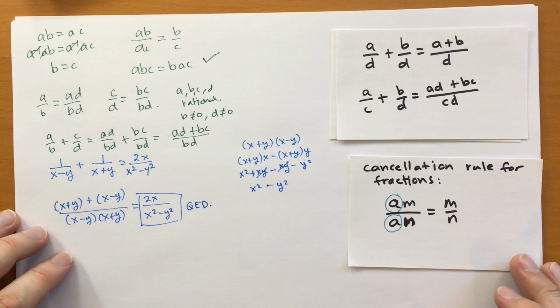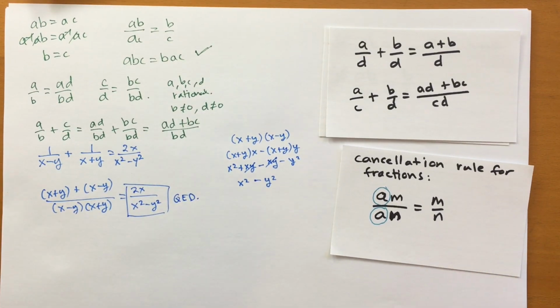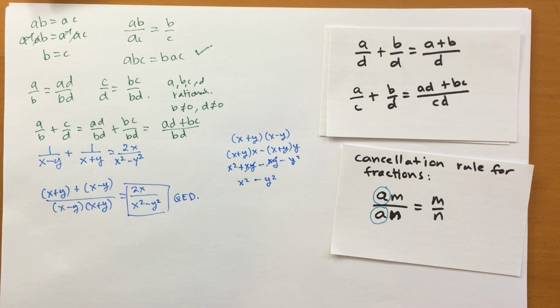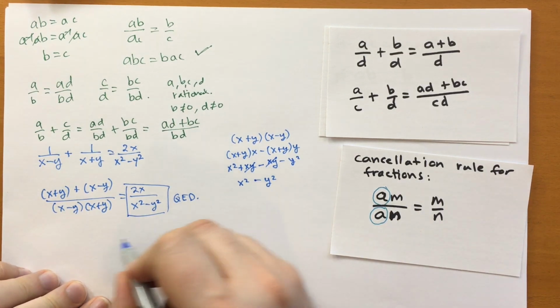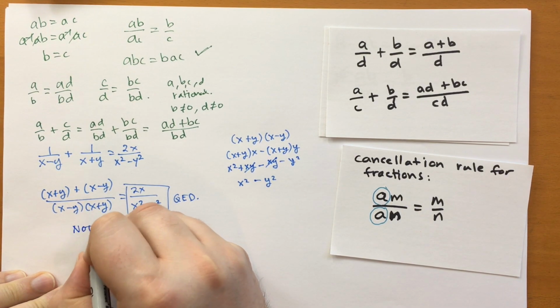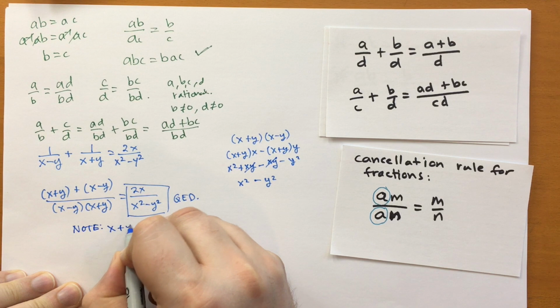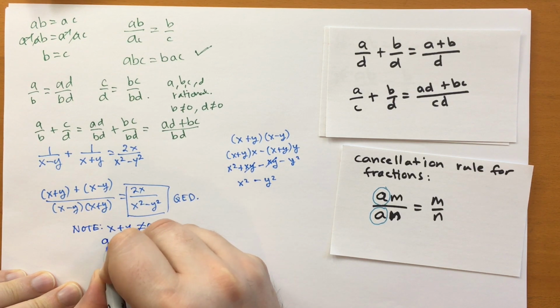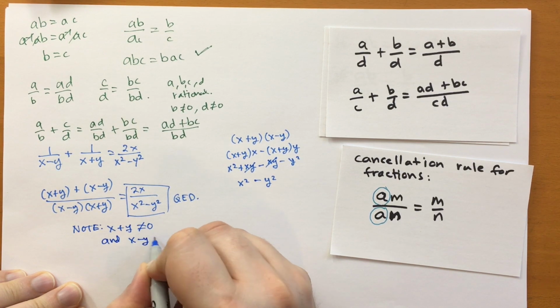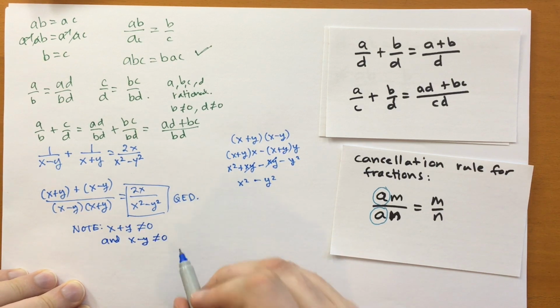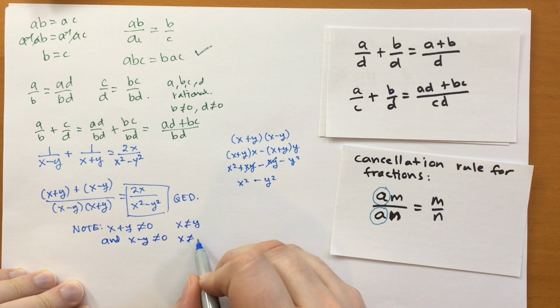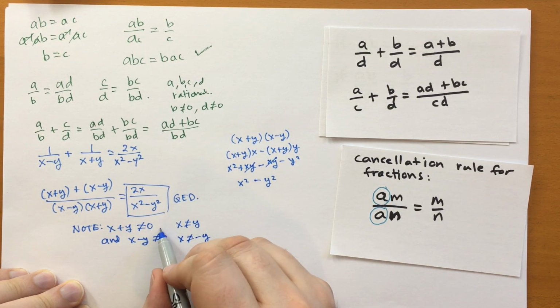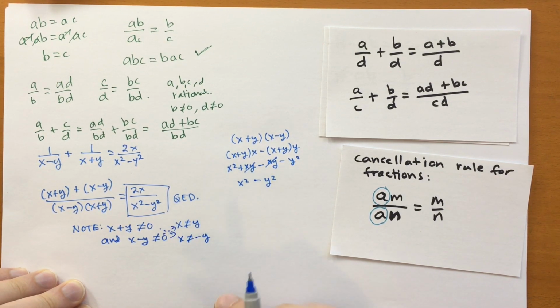We've shown that using basic principles. Pretty dang fun stuff. The quotients 1 over x minus y and 1 over x plus y make no sense if x minus y equals 0 or x plus y equals 0. So note, x plus y cannot equal 0 and x minus y cannot equal 0. In other words, x cannot equal y and x cannot equal negative y. Actually, this one goes this way, this one goes that way. Okay?